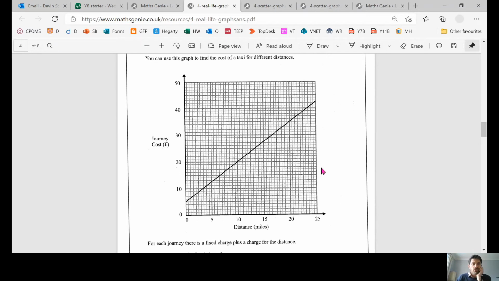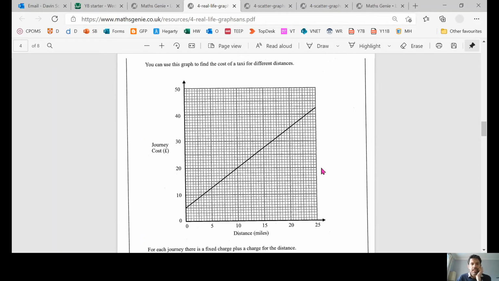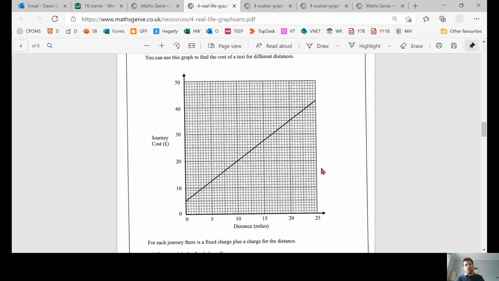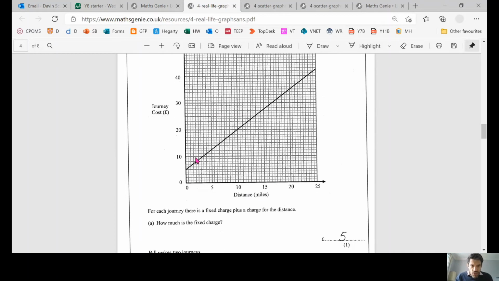You can use this graph to find the cost of a taxi for different distances. Okay, so we can apply what we use for distance time graphs to all graphs. There's differences, but there's similarities. So have a look at this graph. Now this is a funny one. As you can imagine, in a taxi, the further you go, so it's not time down here, now it's distance. The further you go, the more the journey costs.